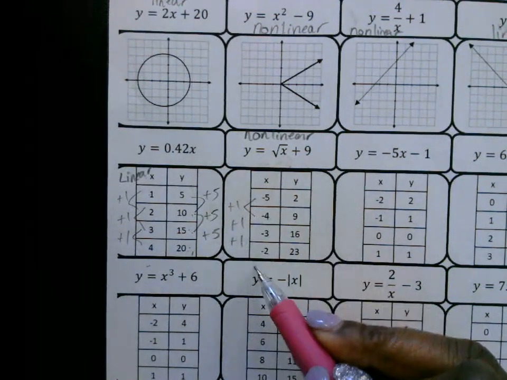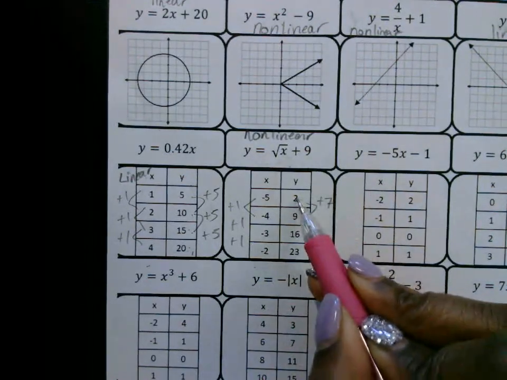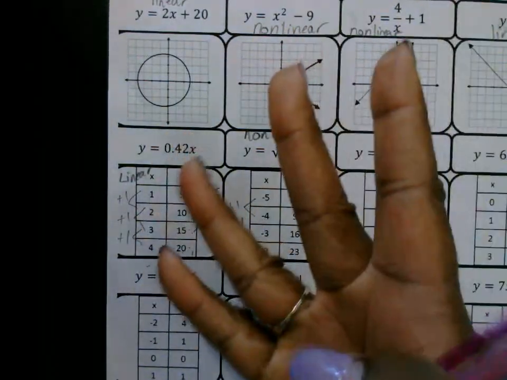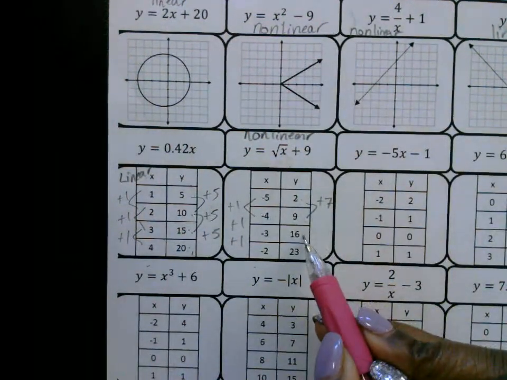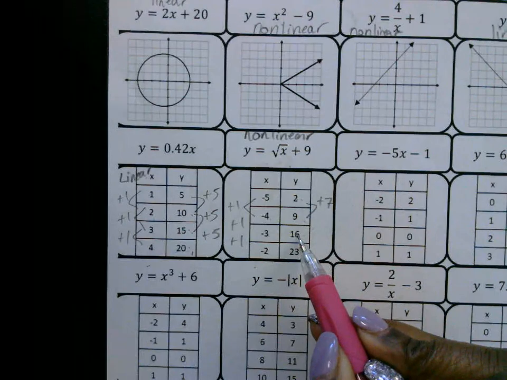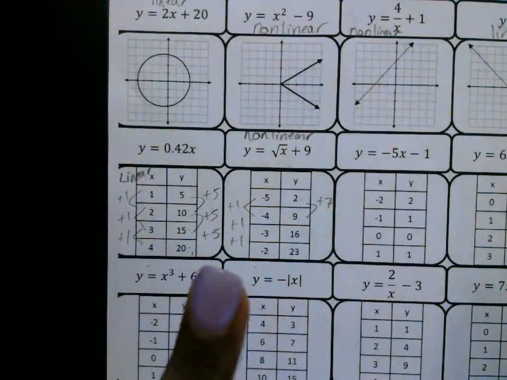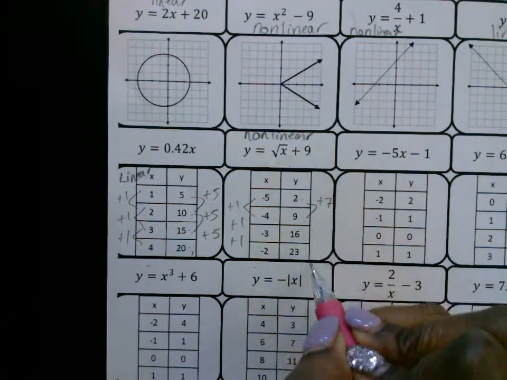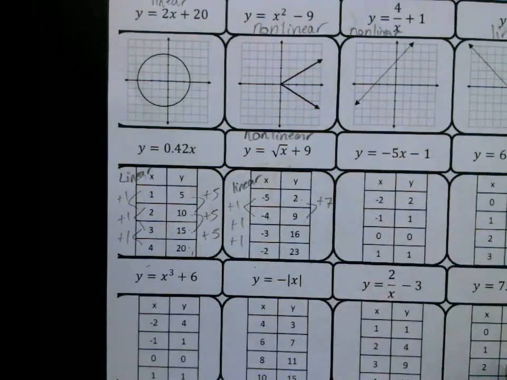So this side is good. This side is going up by 7. 2, 3, 4, 5, 6, 7, 8, 9. That's going up by 7. This is going up by 7. 16, 17, 18, 19, 20, 21, 22, 23. So it's going up by 7. So this is good. This is also linear.